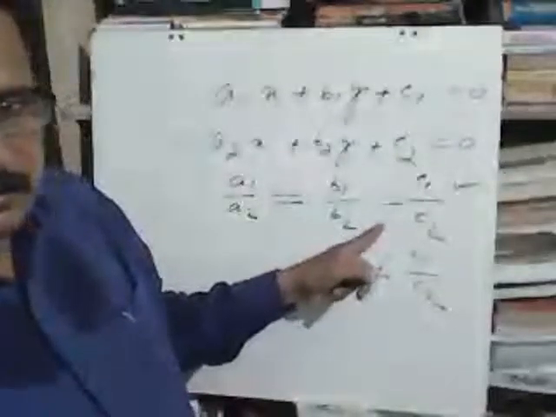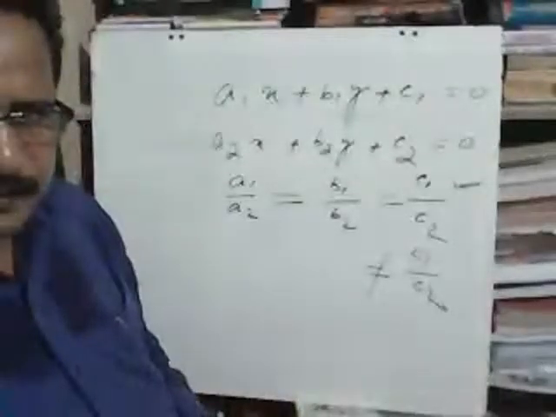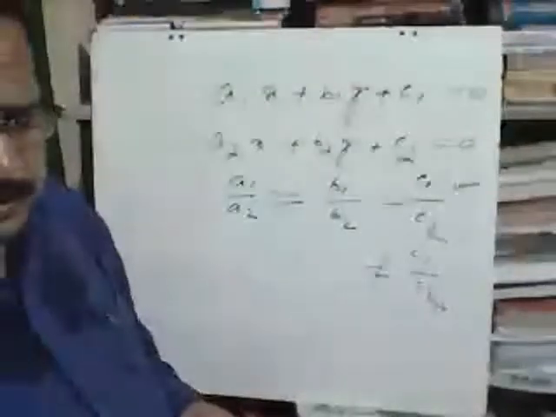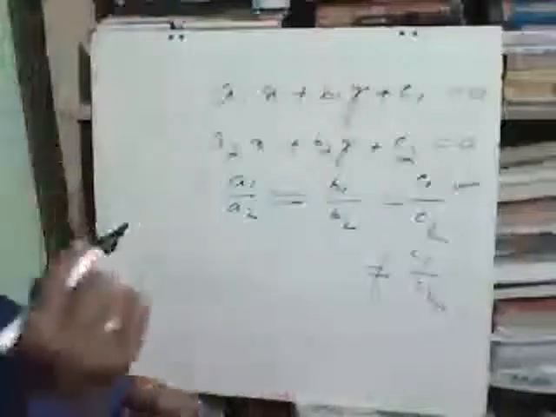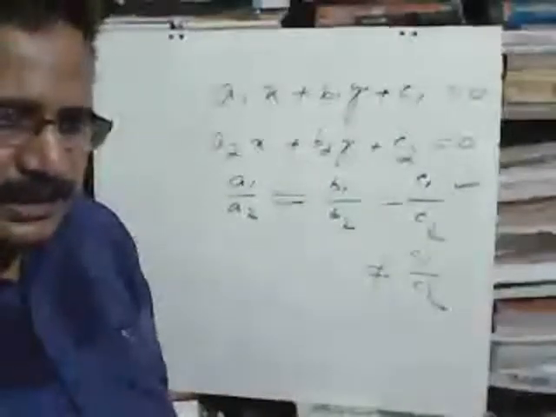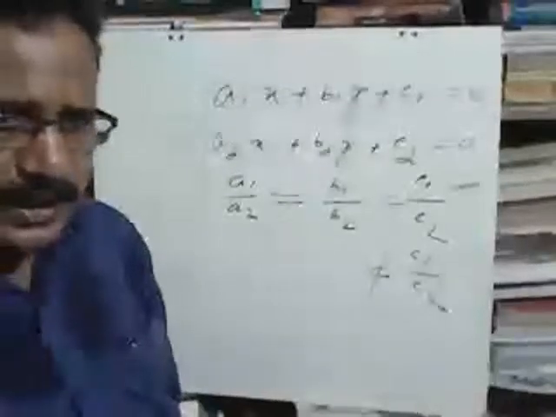If a1 by a2 equals b1 by b2 is not equal to c1 by c2, then you will get that the two lines are parallel. Two lines never intersect, so there is no solution. If a solution exists, then the system is called consistent. If a solution does not exist, then the system is inconsistent.